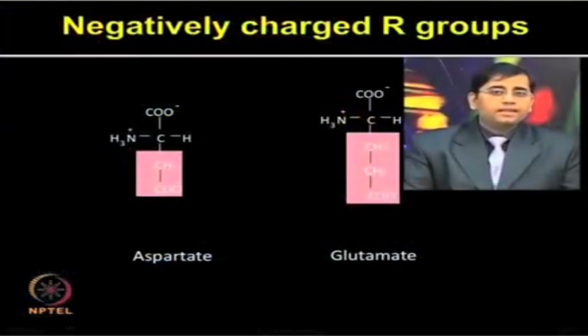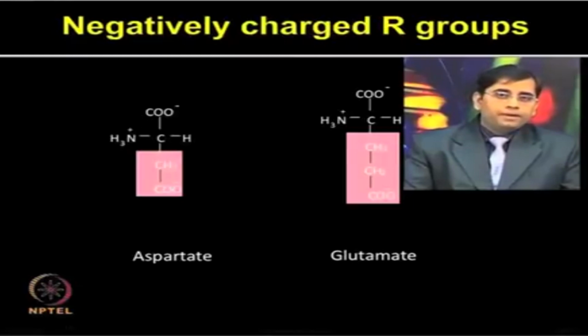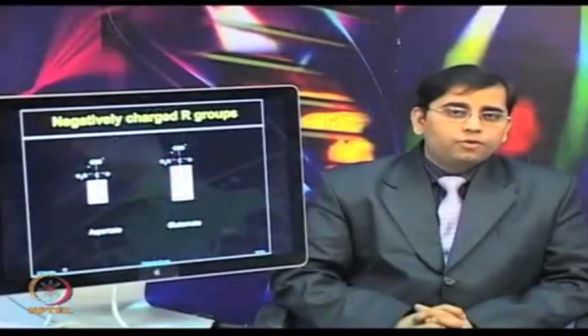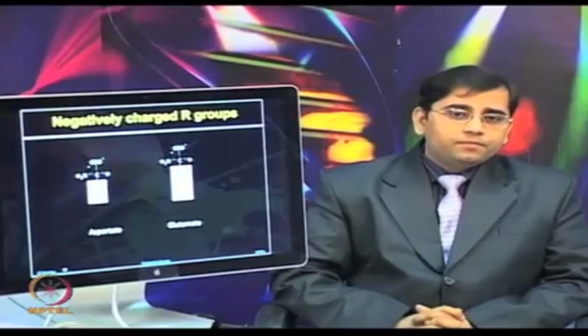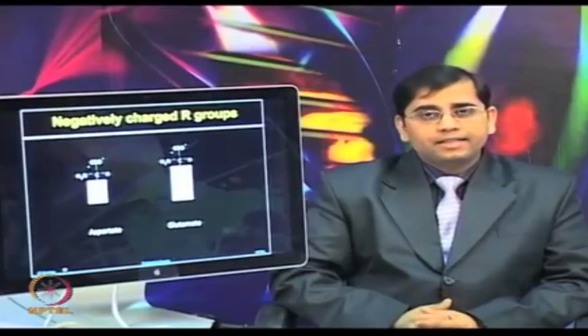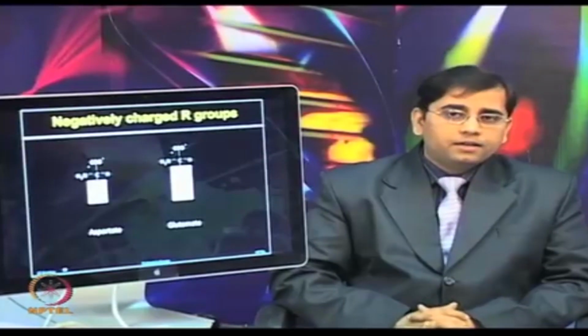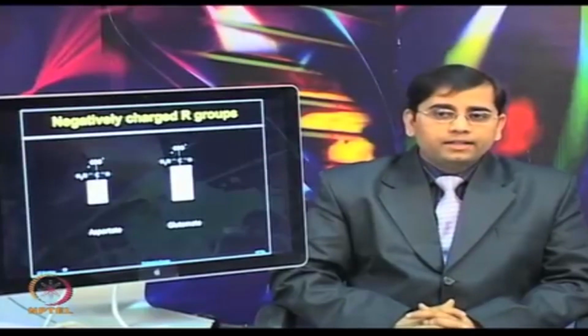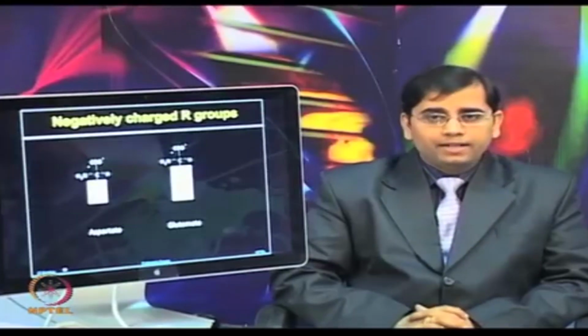Next group is negatively charged R groups: aspartate and glutamate, or aspartic acid and glutamic acid. The names aspartate and glutamate are used because at physiological pH, the side chain of these amino acids lacks a proton present in the acid form. Therefore, these amino acids are negatively charged. Aspartate is the carboxylate anion of aspartic acid, whereas the carboxylate anions and salts of glutamic acid are known as glutamate.